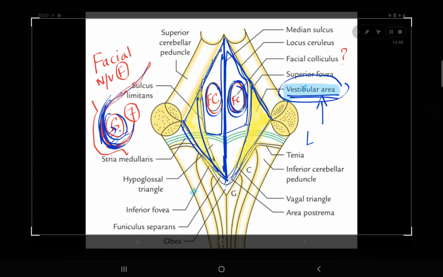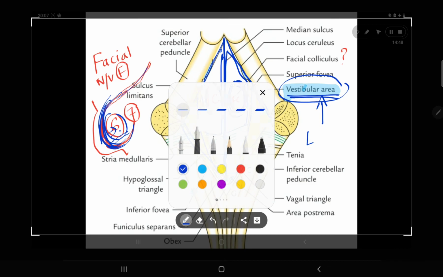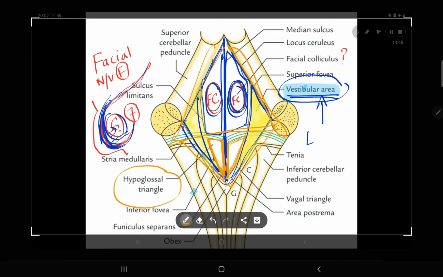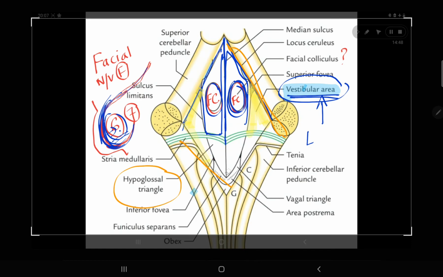Now come to the medulla portion. The uppermost area was your pons portion. Now come to the medulla. In this medulla you can see one further triangular area. I am marking one triangle with orange. This triangular area is called your hypoglossal triangle, most medially. And now I am erasing everything from this diagram.